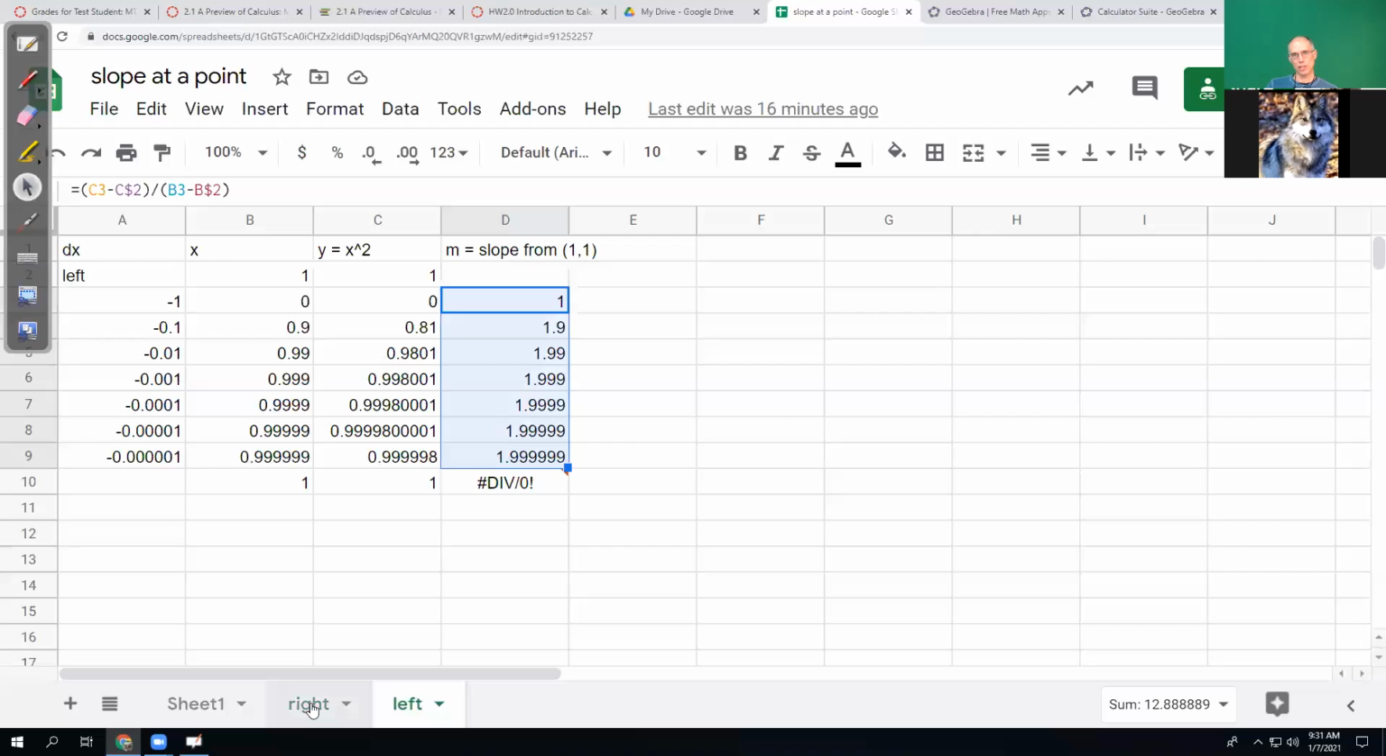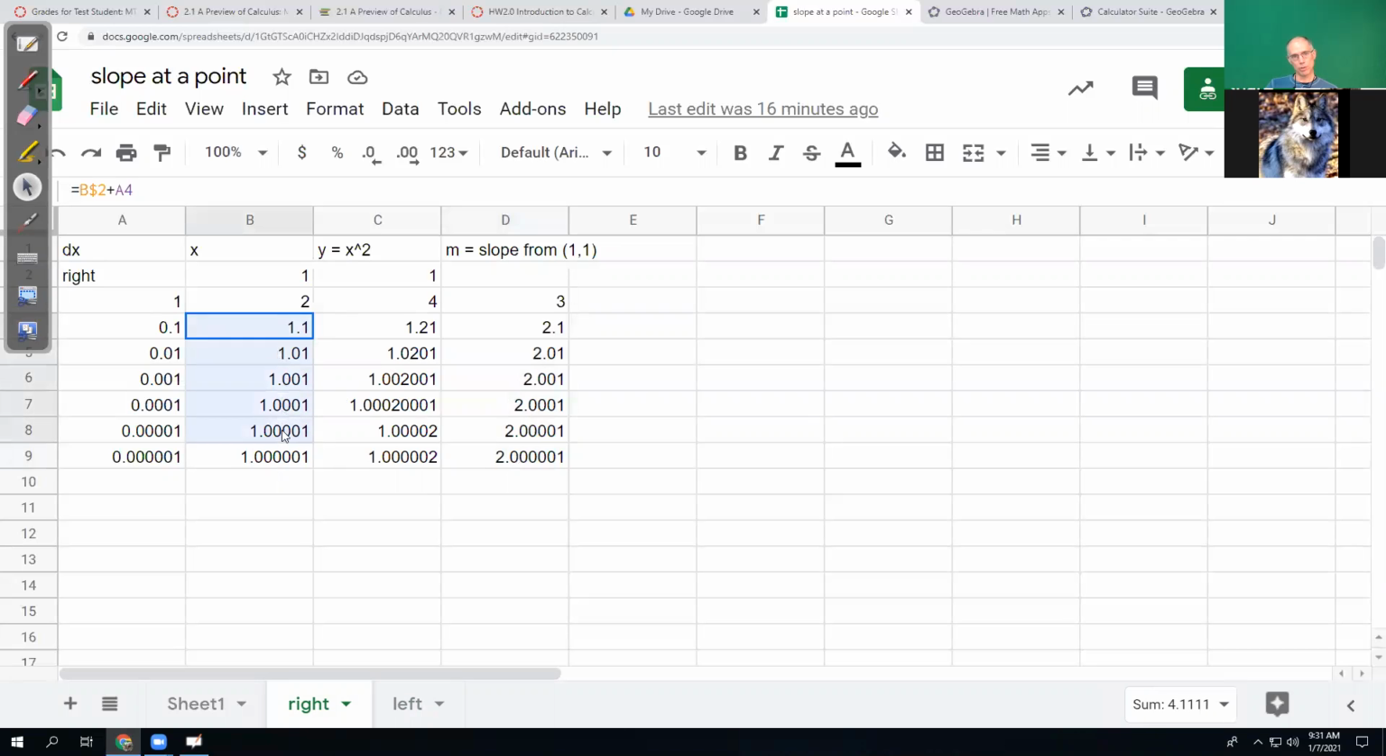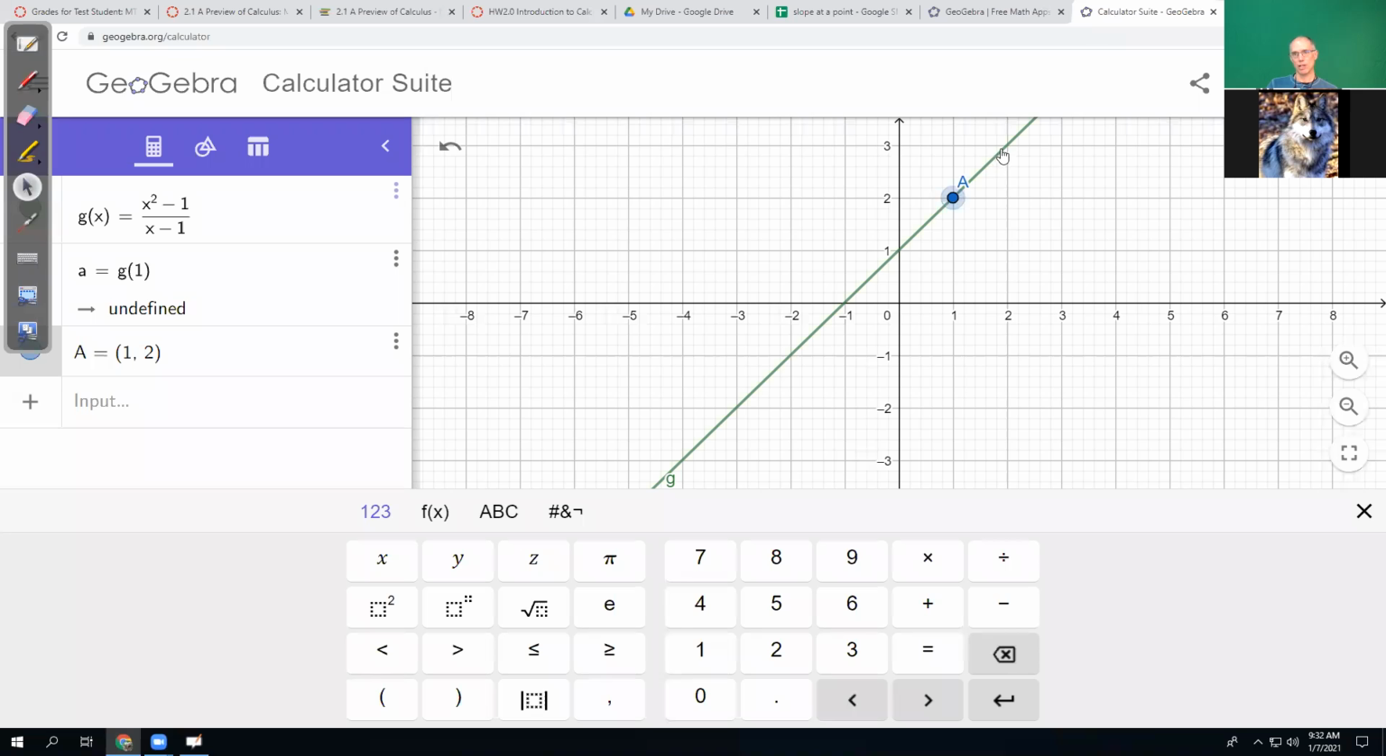If I look on the other side, as x approaches 1 from the right side, okay, so all of these numbers here are greater than 1, but as I move down the list, they're getting closer to 1. The y values are getting closer to 2, but they're always above 2. And we can see that on the graph here too. As we pick a point on the right here and we move that point toward this one right here, as x gets closer to 1 from the right side, y gets closer to 2 from above. And that is an important distinction, and we'll work on that over the next week.